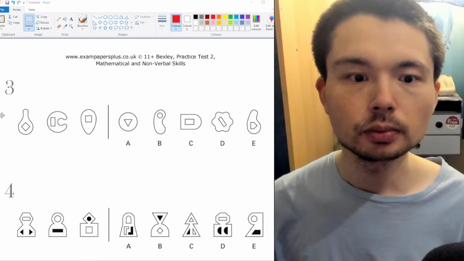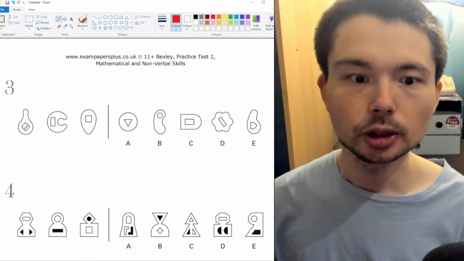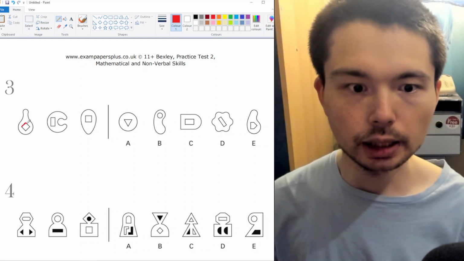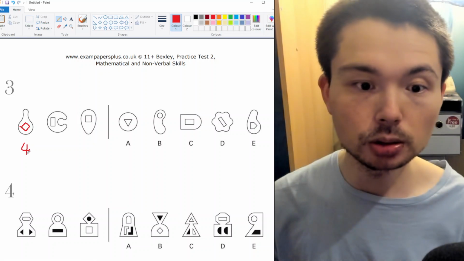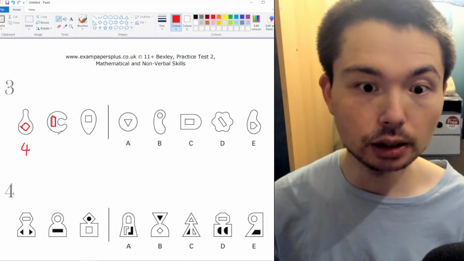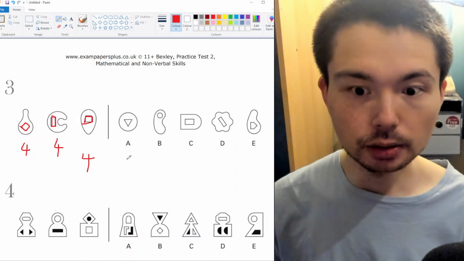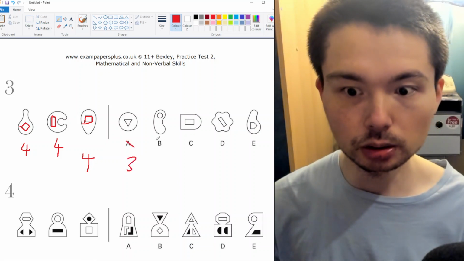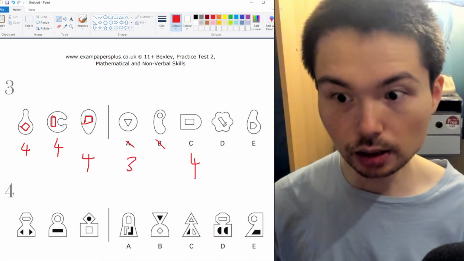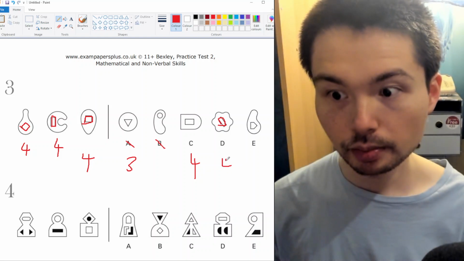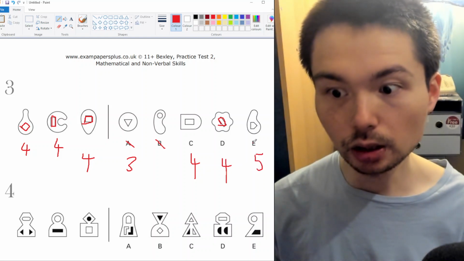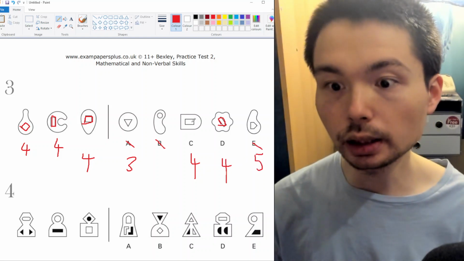Question 3. Curve shape, and then can you see inside? Count. There's just some shape. You need to do these as fast as possible. There's nothing else to do. Count. They're all 4 sides. Right. 3. Triangle. No. Circle. No. 4 sides. Yes. Inside. That's 4. This one. 5-sided pentagon. No. Okay. It's either C or D. Right. They look pretty close.